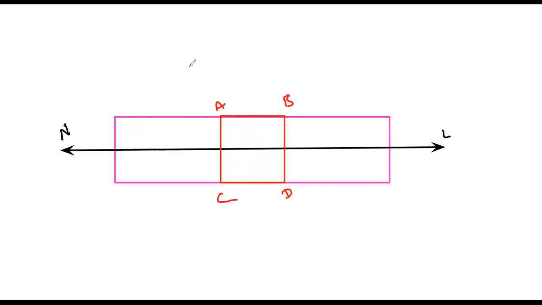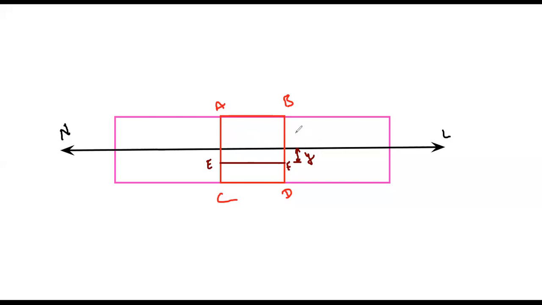Again, what we do, we consider a random layer. Let us call this a layer which is at a distance of y from the neutral axis. Let us call it EF. The layer is EF.